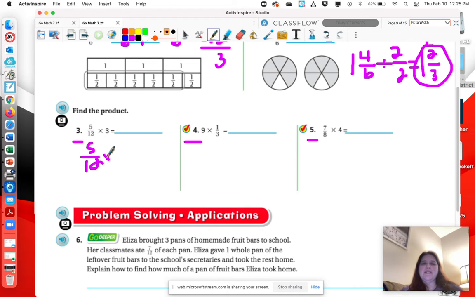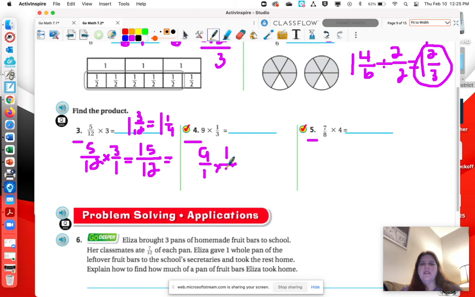So 5/12 times 3 over 1, and 5 times 3 is 15, and 12 times 1 is 12, and you should have simplified that and got 1 and 3/12, which actually could be simplified again to 1 and 1/4. For this one, we will do 9 over 1 times 1 over 3. And we can get 9 over 3. And this one, if you divide, you're going to get a whole number of 3.